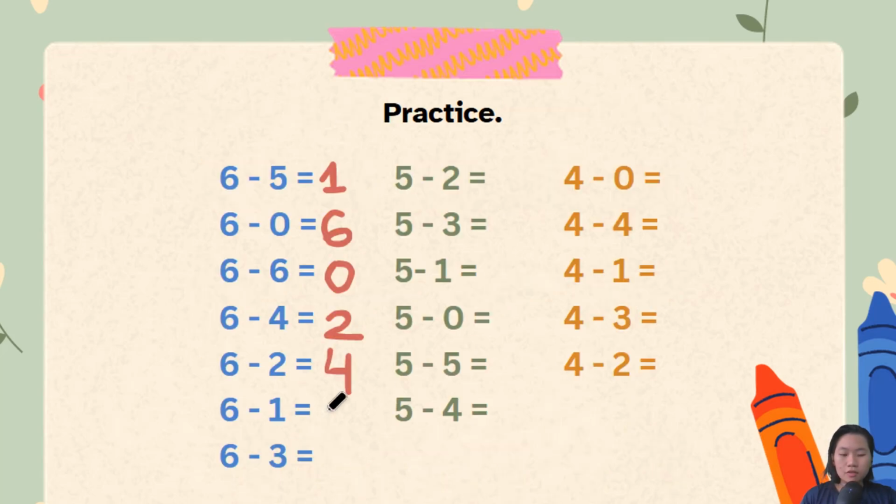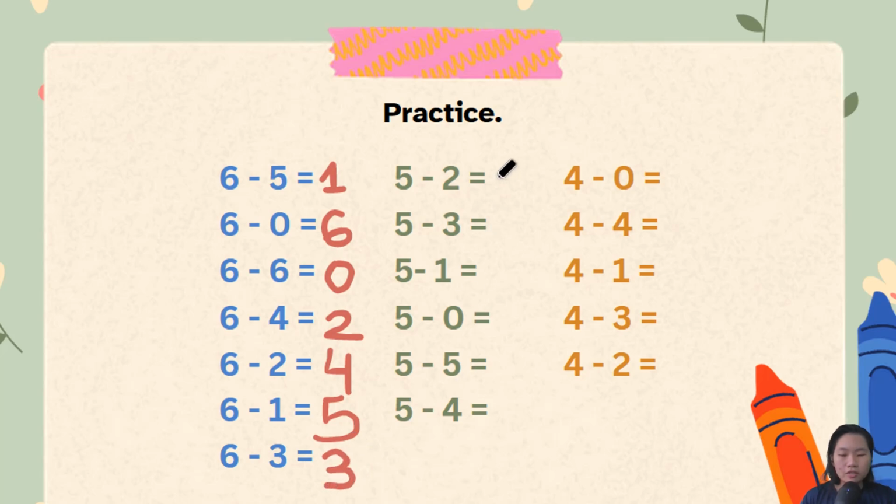Next up, 6 minus 1. Now, this is very easy. We just need to go back one number. 1, 2, 3, 4, 5, 6. Go back one number. We have 5, okay? Next up, 6 minus 3. We've had this 2 times already. 6 minus 3 is 3. Very good, everyone.